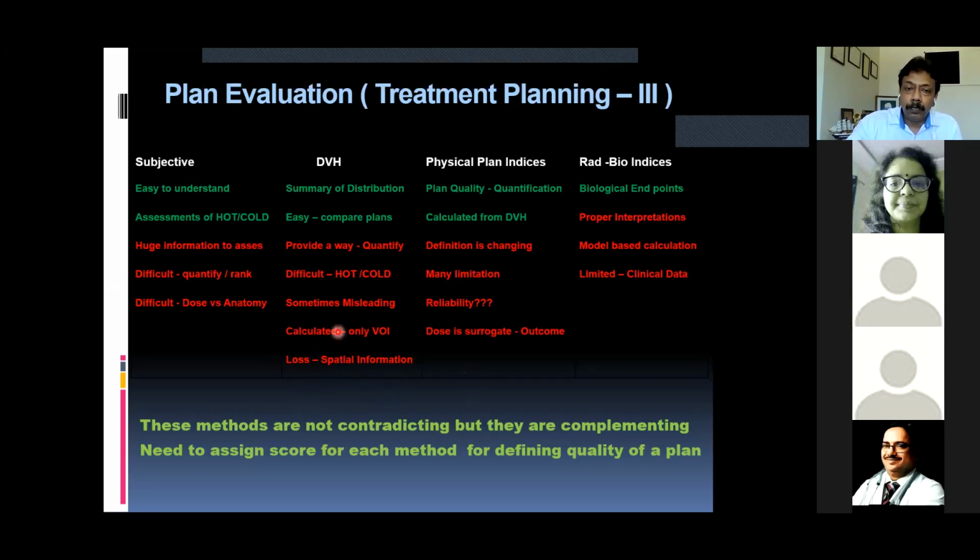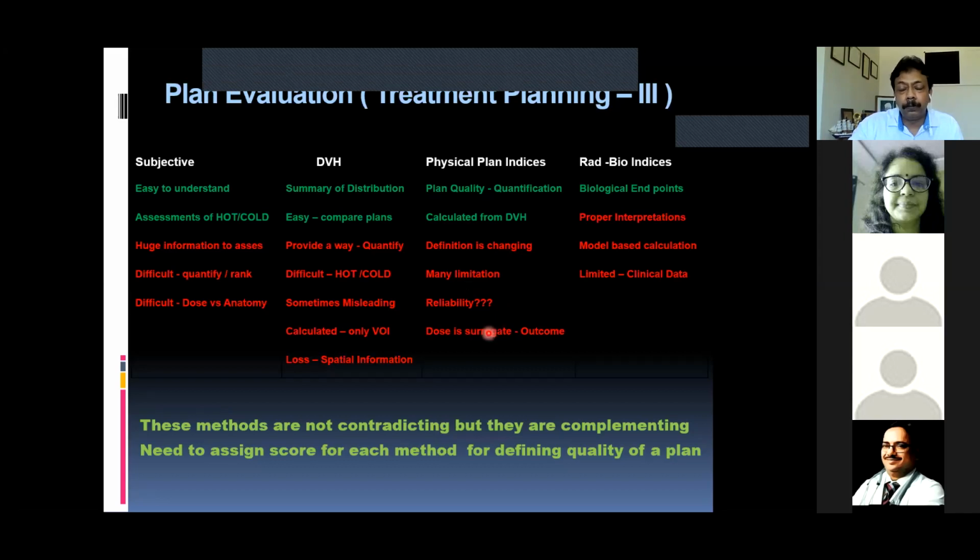But we generate some physical plan indices, that is conformity index, homogeneity index, and others. They quantify the plan quality and are calculated from DVH, as I already said. But the definitions of conformity index and homogeneity index have been changing since they were introduced. They have many limitations for each type of methodology. There are also some doubts about their reliability.